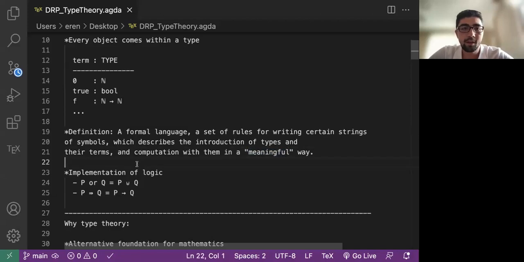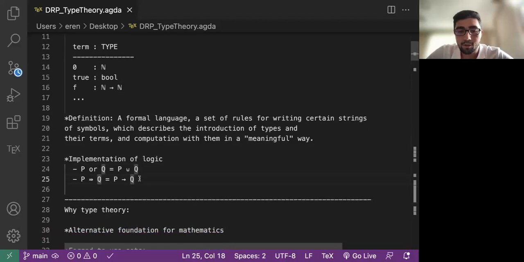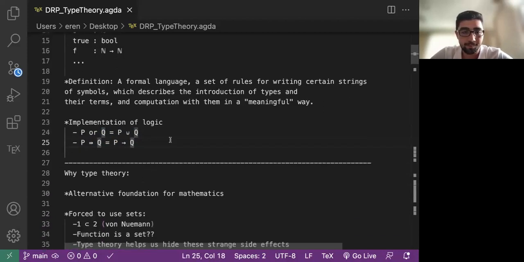Okay. An important aspect of type theory is we can implement our logic inside type theory. That is not the case in set theory. In set theory, you have to use logic to deal with sets and their elements. But in type theory, within the system's rules, we can implement our logic. And today, we will see these definitions and some examples of that later in the presentation.